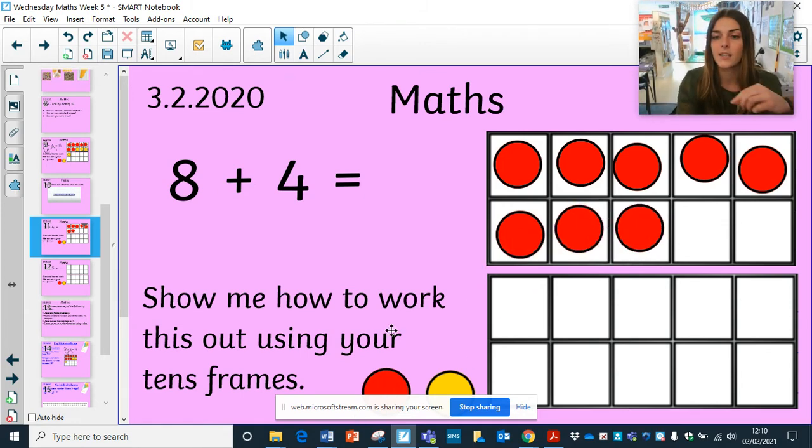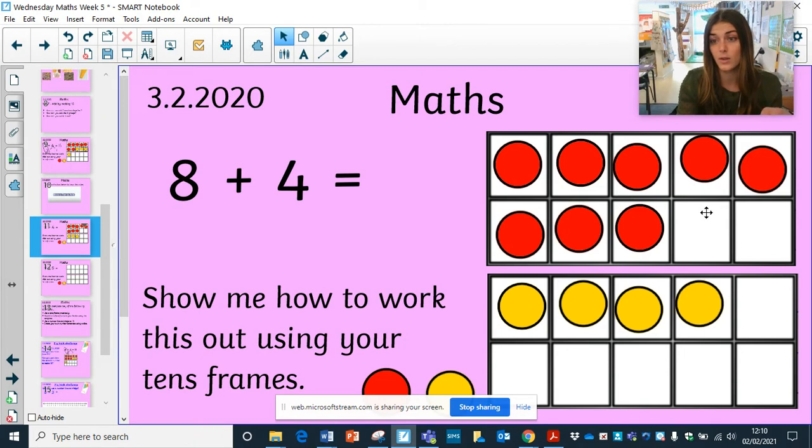There we go, 8. So I've got my 8, and now I need to count out my other group. So my other number is 4, so I need to represent that 4 now in this other tens frame. You can always start filling in your 4 straight away if you like. I just think this way you can see the two numbers and how you move them over. So you've got your 8 and you've got your 4.